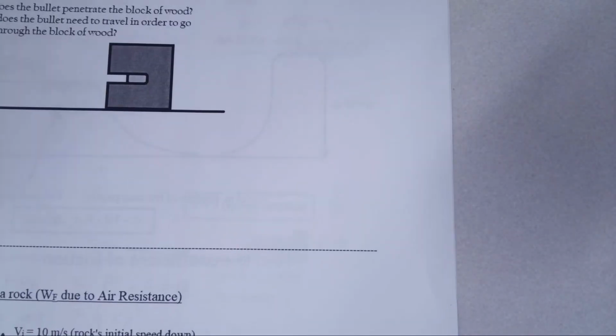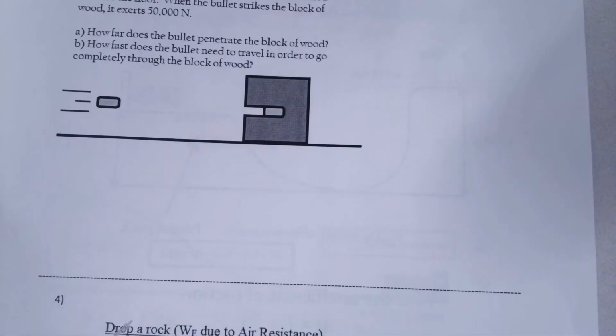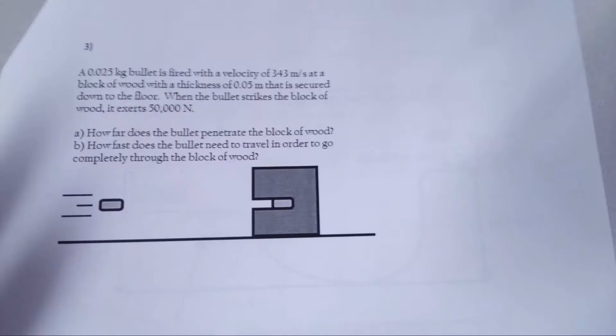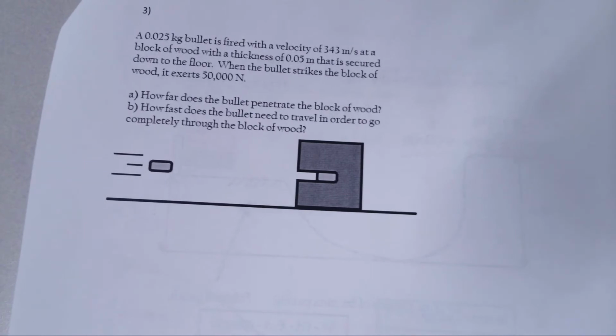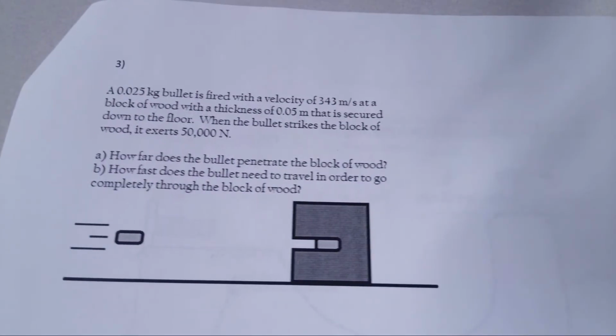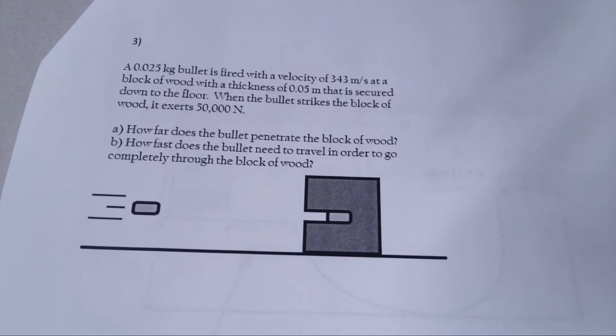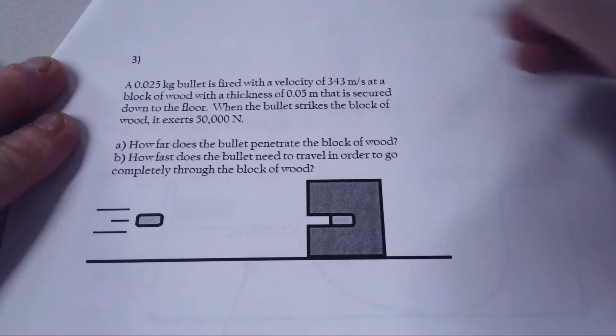We're going to look at this one. This is an example of one where we have negative work that is being done. We have a bullet, a 0.025 kilogram bullet, fired with a velocity of 343 meters per second.